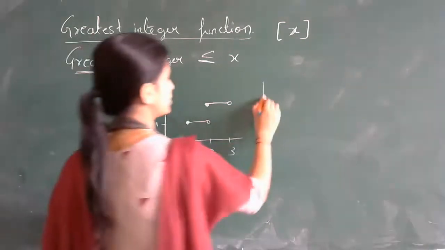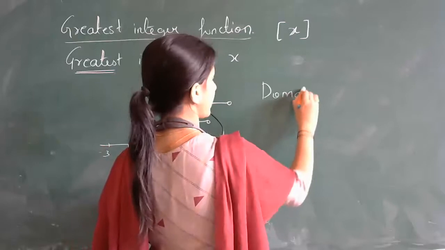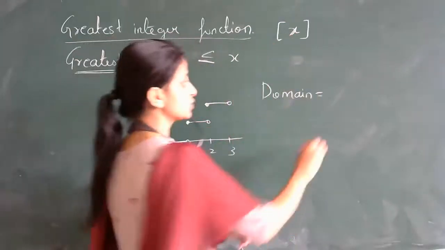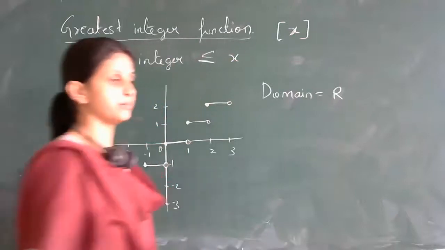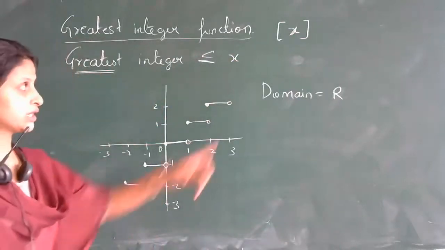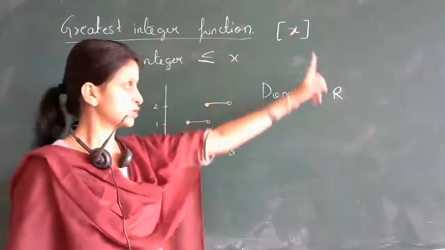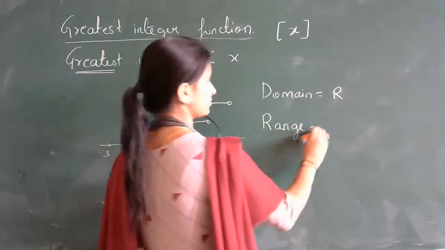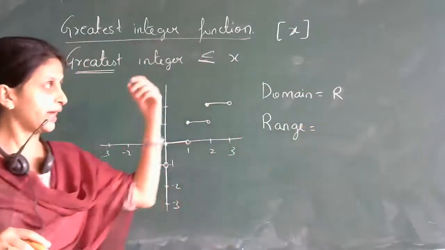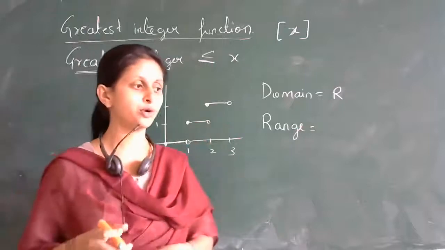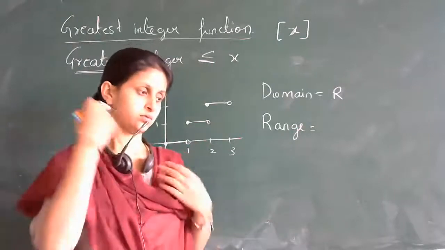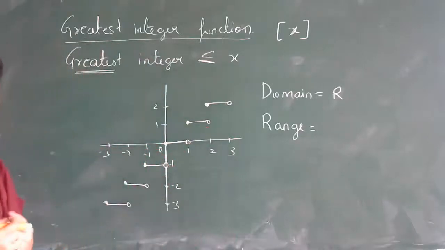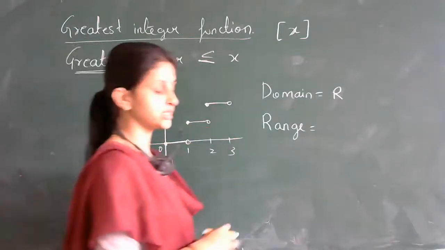What is the domain, students? What can you put for values of x? You can take any real number, right? So the domain is the set of real numbers. You can take any value of x. What is the range? If you take any real number, what will be my output? It is not the set of real numbers.